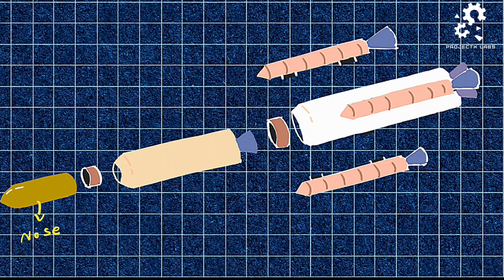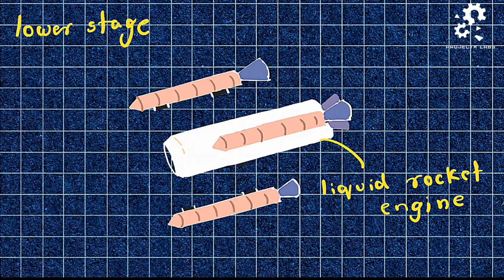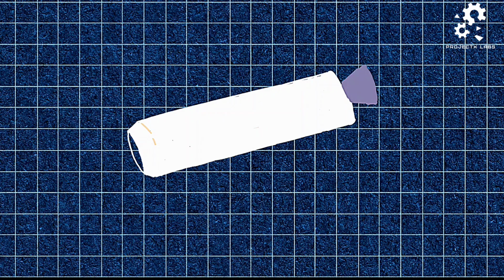Coming to the propulsion system, starting with the lower stage, it consists of a liquid rocket engine and solid rocket boosters that operate in parallel. So this can also be called parallel staging.